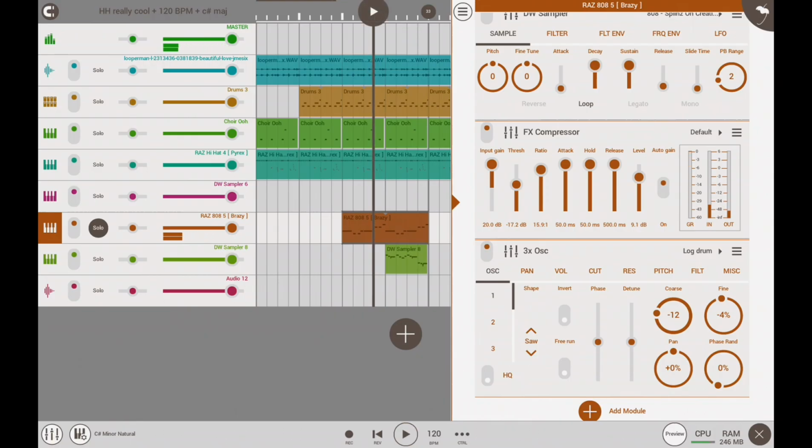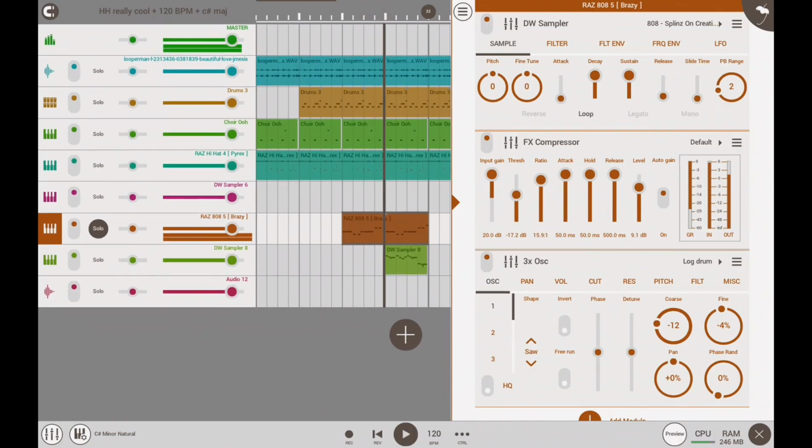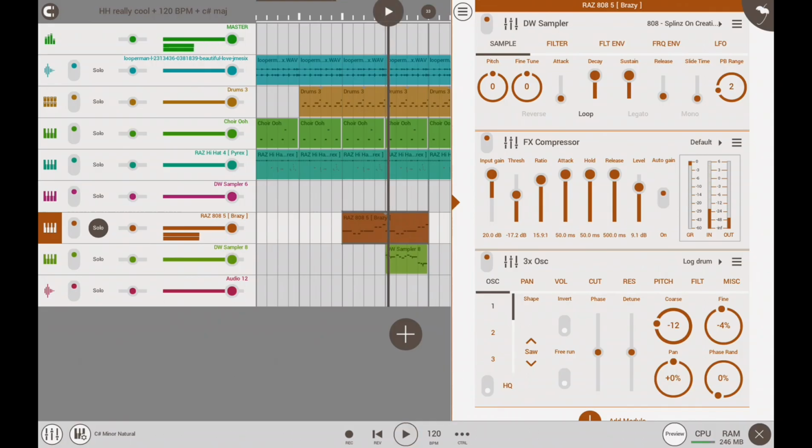So this 808 is sounding like there is a kick inside it. This is because of the 3x oscillator for sure, because I read the log drum on a Spinz 808, and the Spinz 808 has the kick on it, as you know, if you are familiar with trap beats. So you can see it's punching in a very nice way because of the FX compressor.